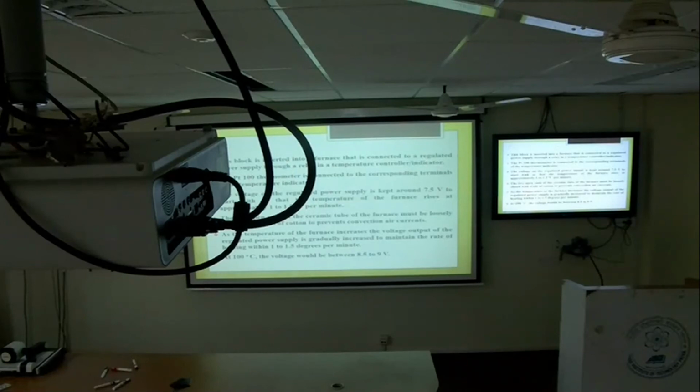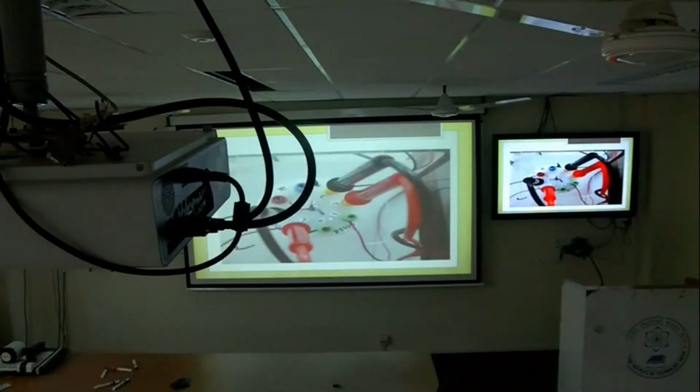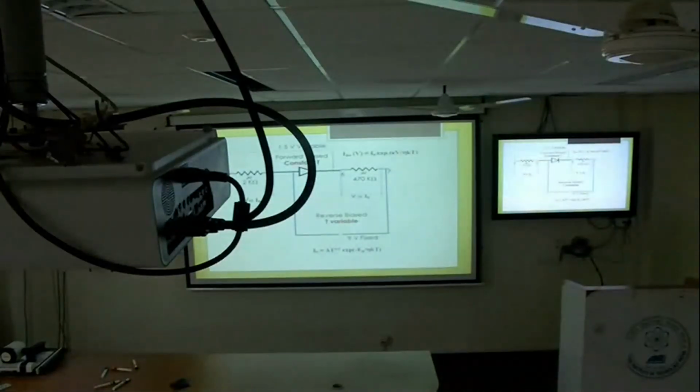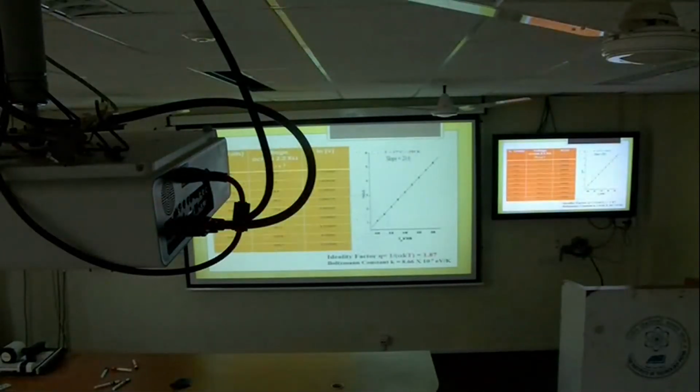So two open ends of this ceramic tube are plugged to prevent convective losses. So what I want to say, the procedure is same because you are doing the same thing repeatedly, and just note down the value on the other page. So at 100 degree centigrade voltage will be 8.5 to 9 volt. So again I am showing the setup. You can see that PT100 is showing both values. Diode is here along with 470k ohm, and the same I have shown you. So these are just the readings.